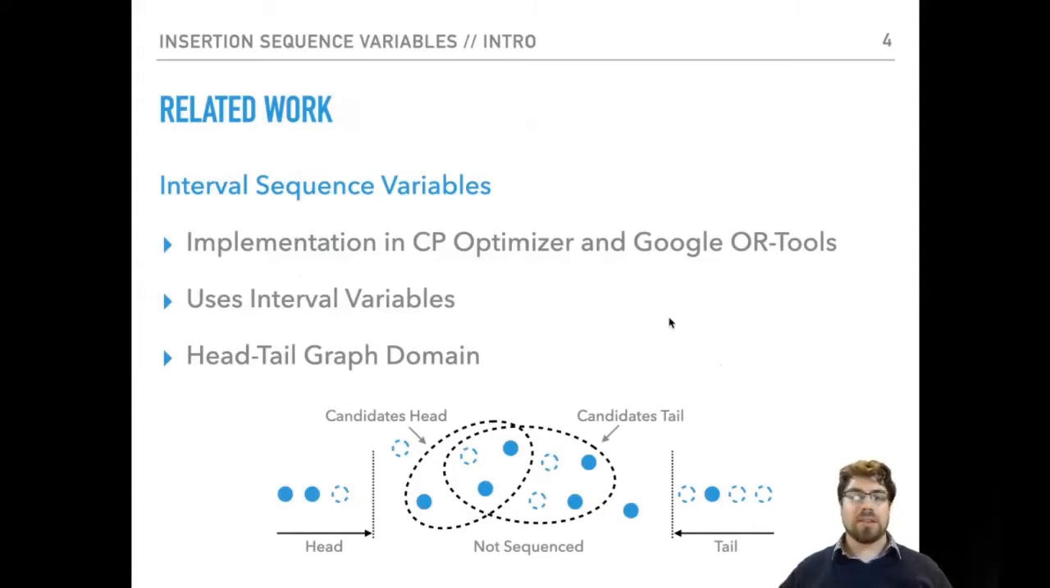So sequence variables are already implemented in CP Optimizer and Google Earth tools. However, these variables are not detailed yet in the publication and use specific interval variables that represent activities. The implementation is based on a head-tail graph domain. So the idea is that two things will be maintained during the search that represent the head and the tail of the sequence that will be built incrementally by adding non-sequence activities to either the head or the tail of the sequence.